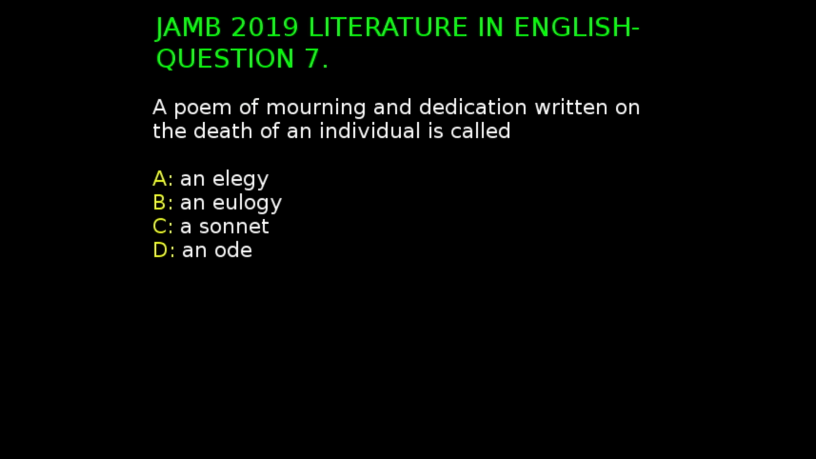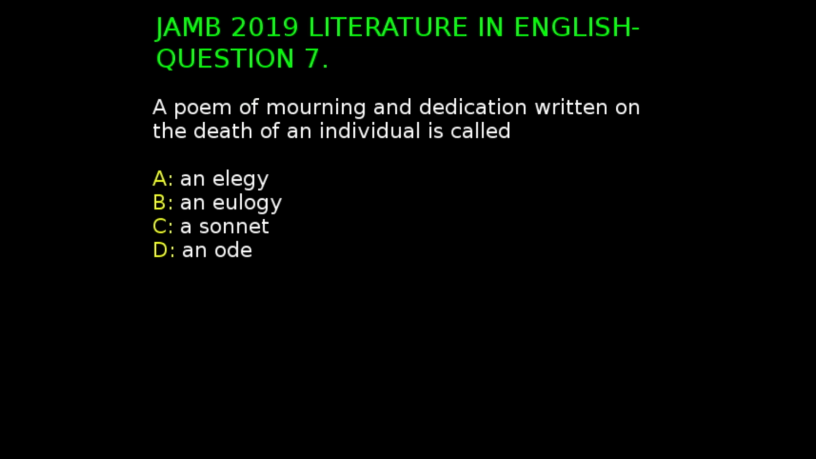An elegy can be defined as a poem or song that expresses sadness, especially for somebody who has died. Option B is eulogy. Eulogy can be defined as a speech or writing praising somebody or something very much. C, which is a sonnet. A sonnet can be defined as a poem that has 14 lines, each containing 10 syllables and a fixed pattern of rhyme. And finally, option D, an ode. An ode is a poem that speaks to a person or thing or celebrates a special event.